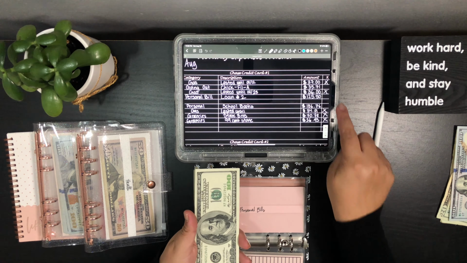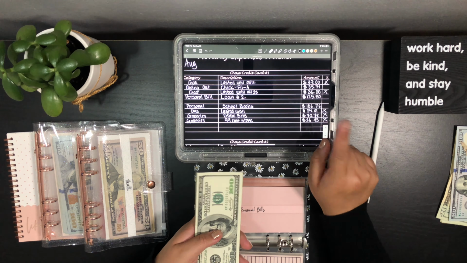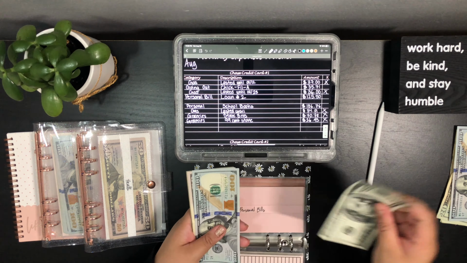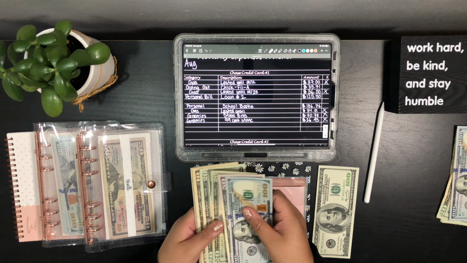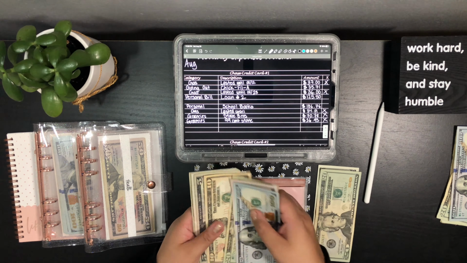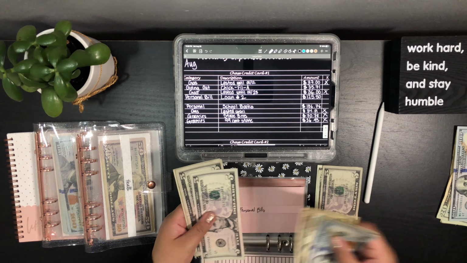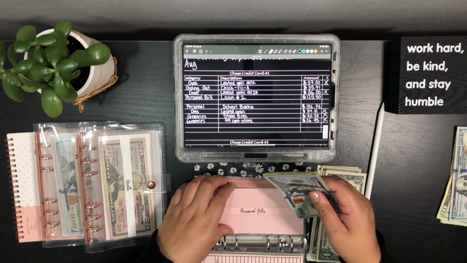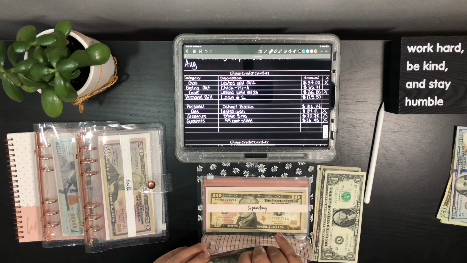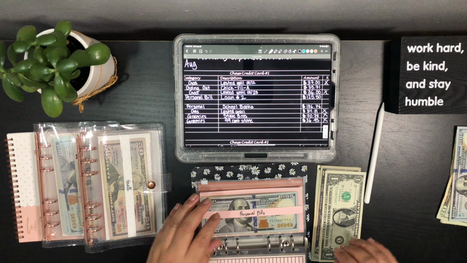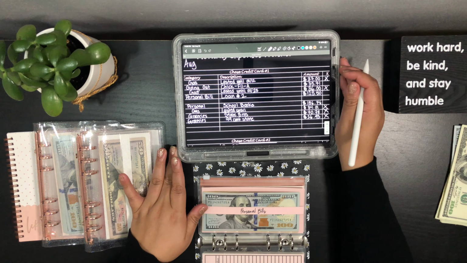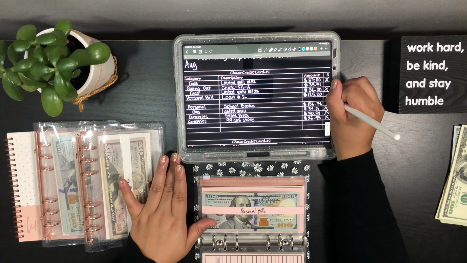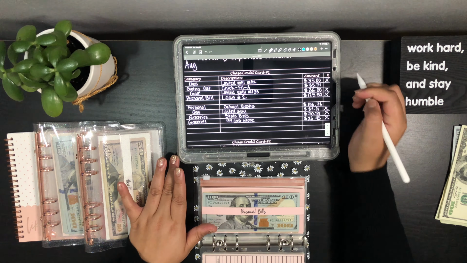Okay, so let's go ahead and remove 125.50. So let's just do 126. We're going to do 100, and we're going to do 25, 6. So we're putting that 126 to the side, and we're just marking here that we did indeed take that out already.